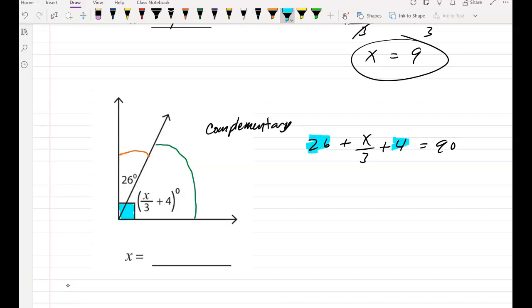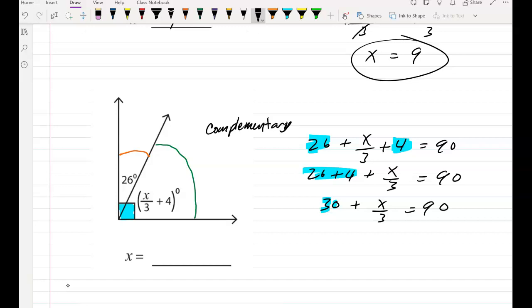Combine our like terms. I'm going to combine my constants. 26 plus 4 plus x over 3 equals 90. 26 plus 4 is 30, plus x over 3 equals 90. All right, now I don't get to see these kind of equations very often, but remember, we're still going to get rid of the constant first. So we're going to subtract 30 from both sides of our equation. And x over 3 equals 90 minus 30 is 60.